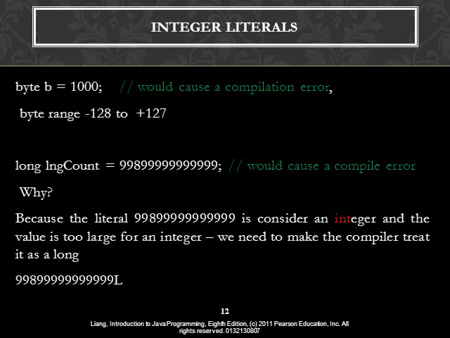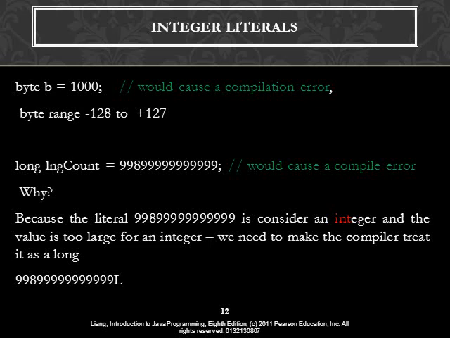Using literals to assign values to integers can work just as well, as long as we're not trying to set an integer to a value that would not fit. So for example, if b is a byte and I'm trying to assign it the value of 1,000, that would cause a compile error. The range of values for a byte is negative 128 to positive 127.